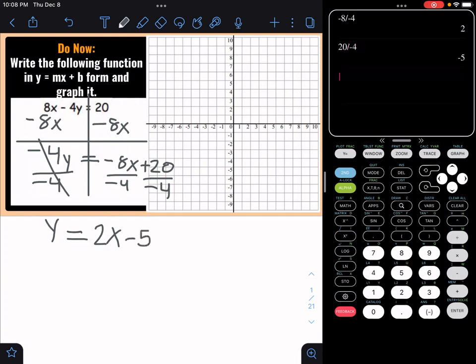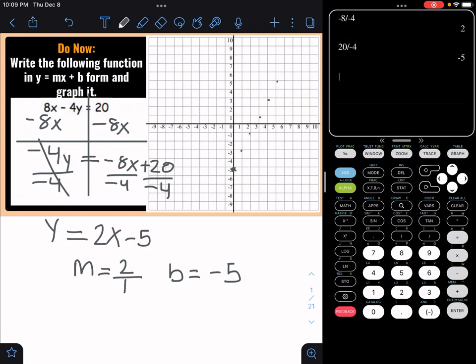So now there's two ways to graph this. I could either say, what is my m? My m is the number next to x, which is 2 over 1. And then my b is whatever number doesn't have an x, so it would be negative 5. This means I'm going to start by going negative 5 on the y-axis, so down 5 and put a point. Then with the slope, I'm going to go up 2, right 1, up 2, right 1, and so on.